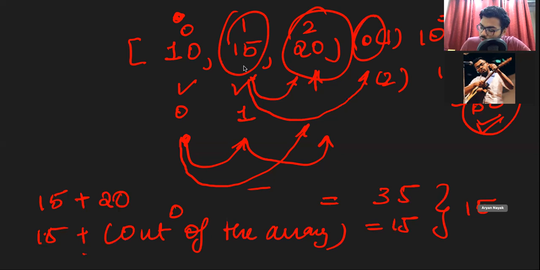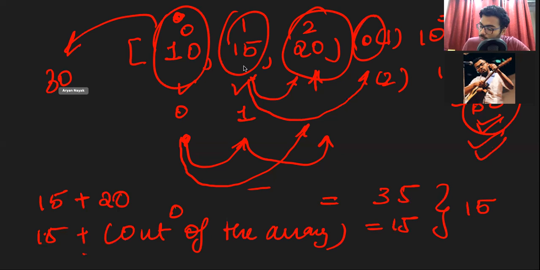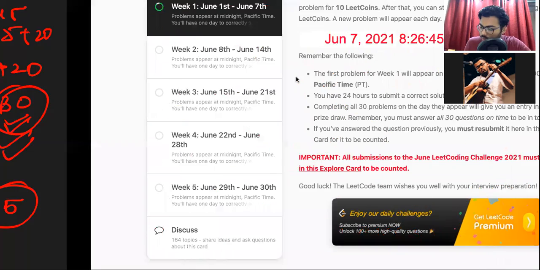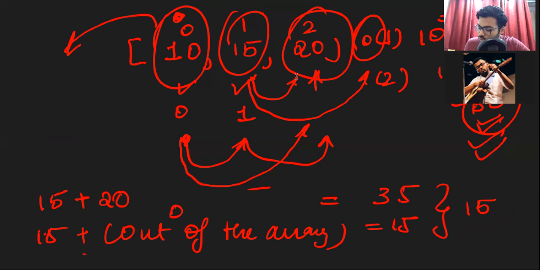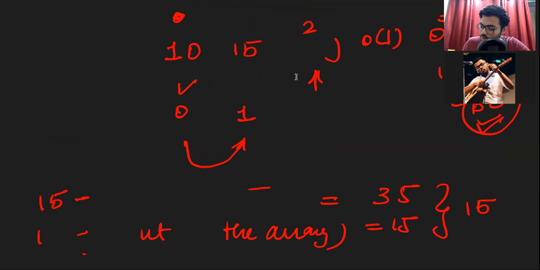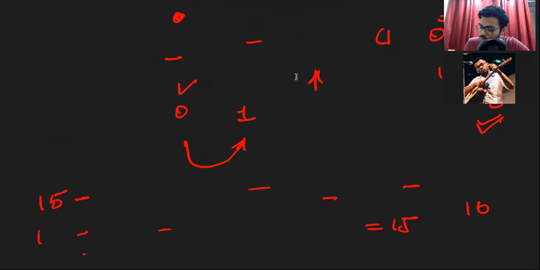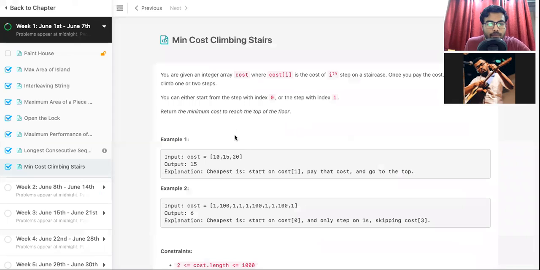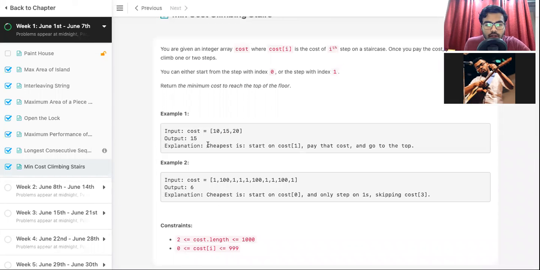Now if we start from the zeroth index, we got 30 as an answer, and if we start from the first index, we got 15 as the answer. Now which is the minimum between these two? 15 obviously. So therefore the answer is 15. Okay, let me just clear all of this. Let me just open the question. So the answer for the first one is 15, you can see, right? Now let's do another example, which is this one.